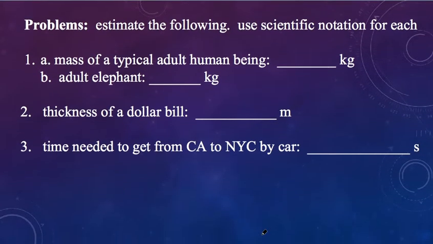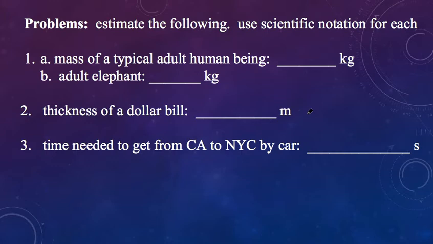So when we're trying to look for problems with this, all we're looking for is if we get within the same power of 10. So the mass of a typical adult human being, roughly 150 to 250 pounds. If I divide that by 2.2, we get something close to 100 kilograms, or 10 to the second.